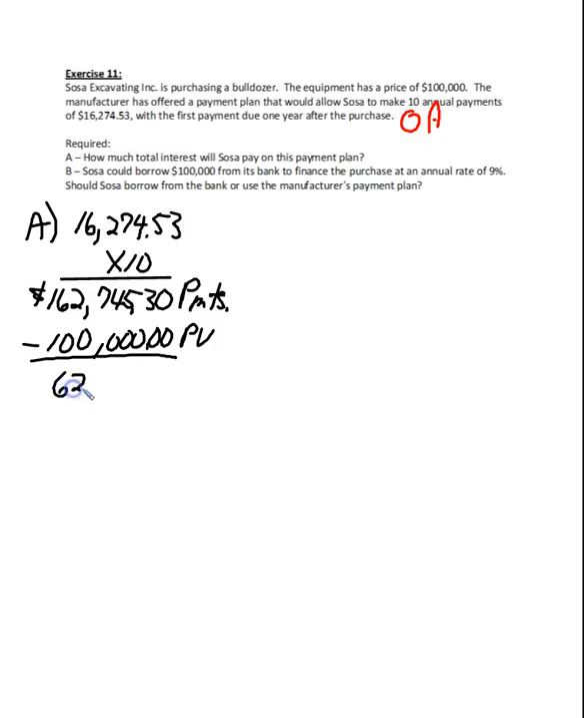So the difference of $62,745.30 is going to be the total interest cost over the 10 years. Okay. Now, on item B, SOSA has another option. Instead of borrowing from the manufacturer, SOSA could go to the bank and borrow the $100,000 at a 9% interest rate. So SOSA could go to the bank and borrow at 9%.